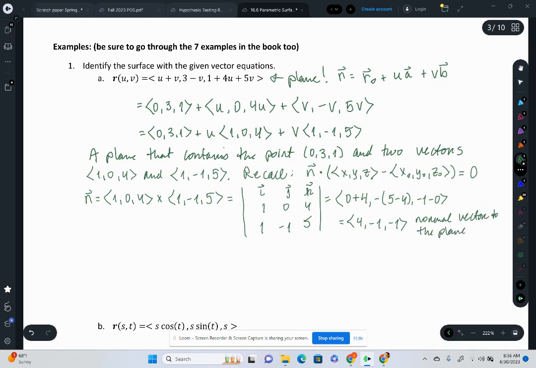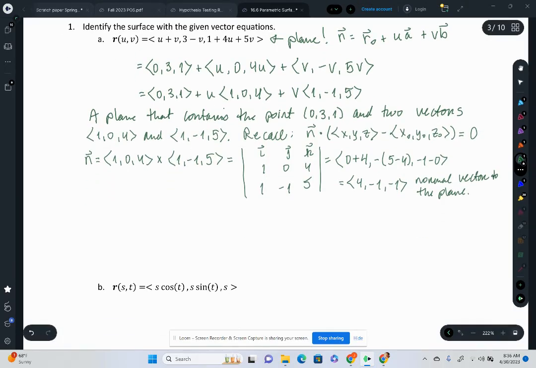If you find yourself still struggling with calculating a cross product, I'm going to strongly recommend that you practice, because we're going to be using them a lot for the rest of the semester. Okay, so we have a normal vector to the plane. We have a point on the plane, the 0, 3, 1, so we can go ahead and come up with the equation of the plane.